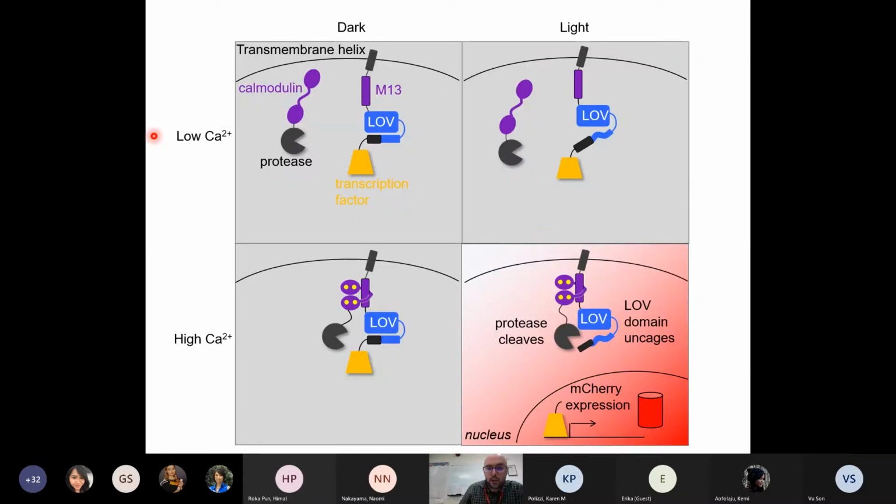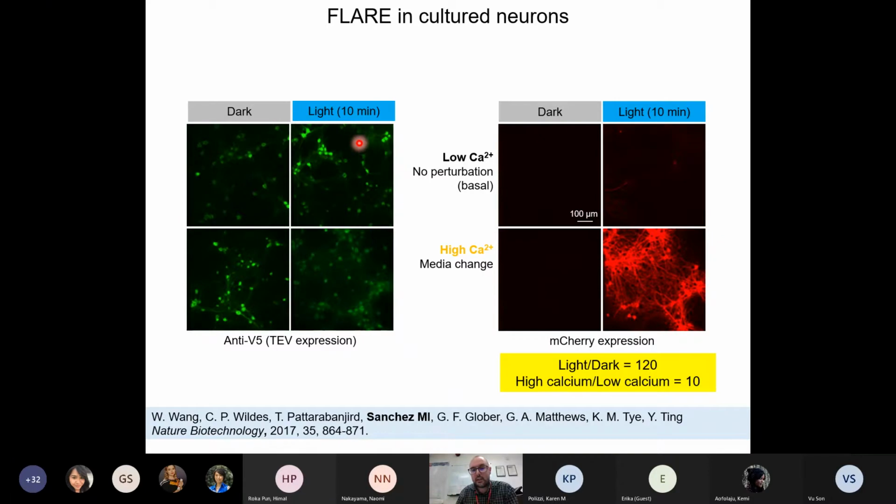So here you can see a scheme that describes how this tool works, and it works like an AND gate. So we will only see expression of the reporter gene, in this case mCherry, when we have light and high calcium conditions. So after developing this tool, we tested it in neuron cultures.